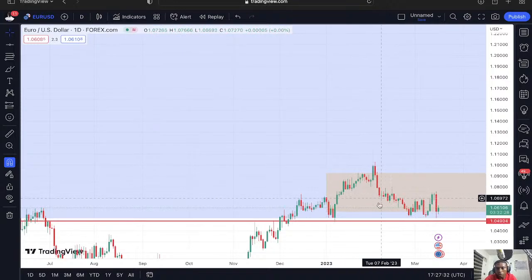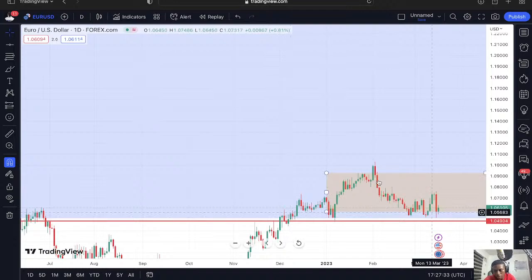So you can see our prices have been lingering, or consolidating. Price consolidating at these levels.